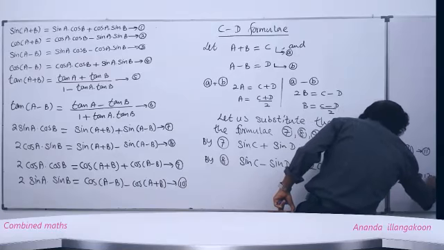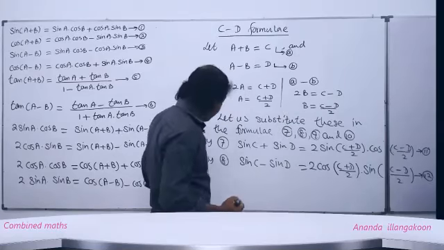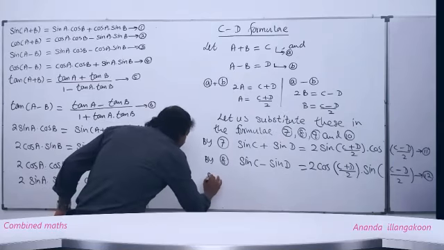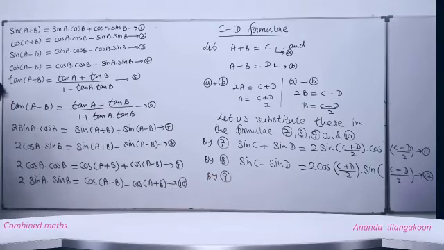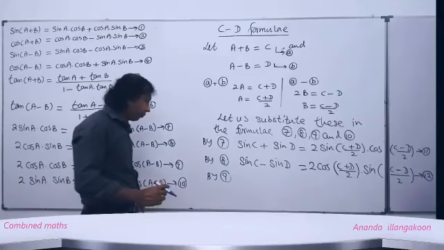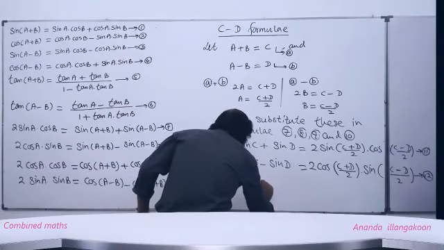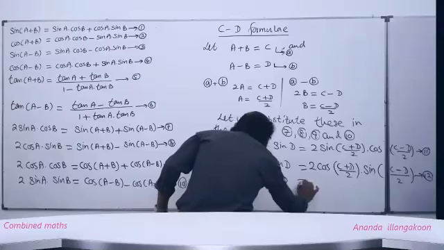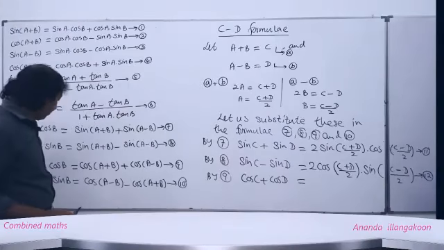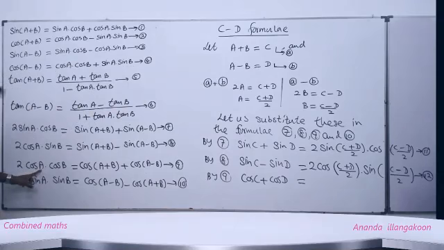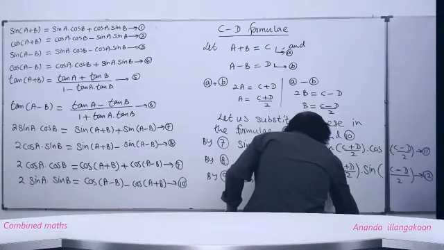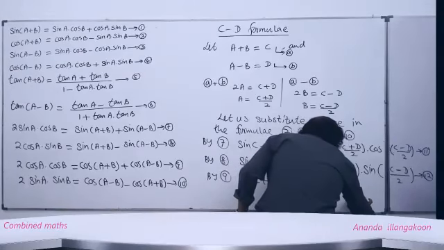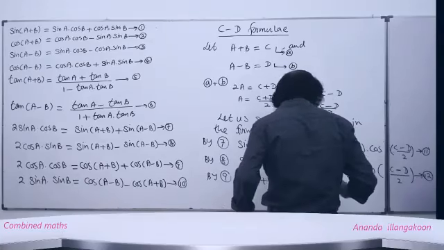Number 12. Right. Take people by 9. By 9. Cos c plus cos d coming, no? Cos c plus cos d. What do you get, people? 2 cos a means what? C plus d by 2. B means c minus d by 2. 2 cos c plus d by 2 and cos c minus d by 2.